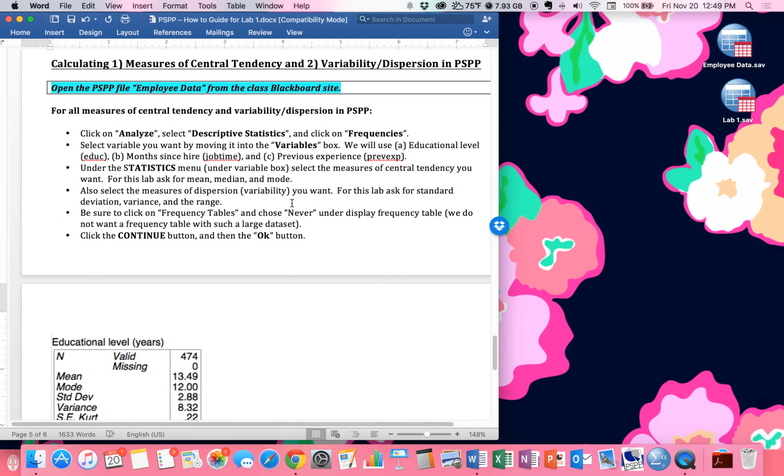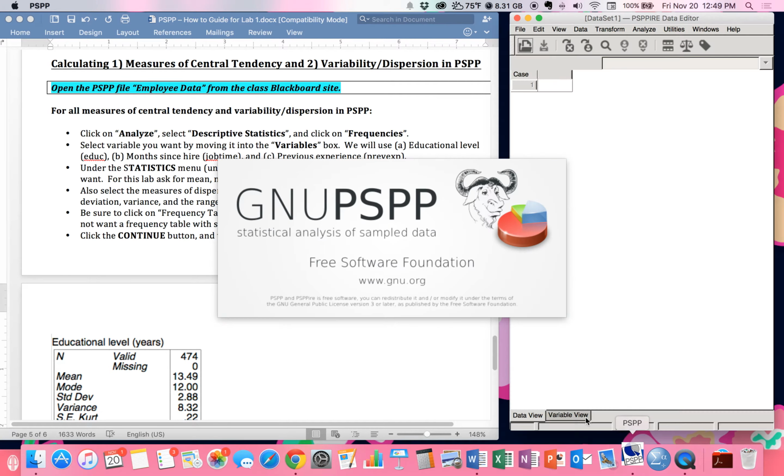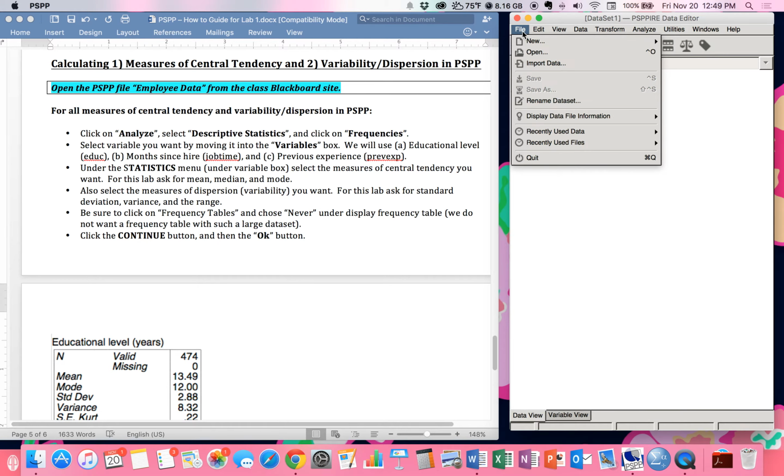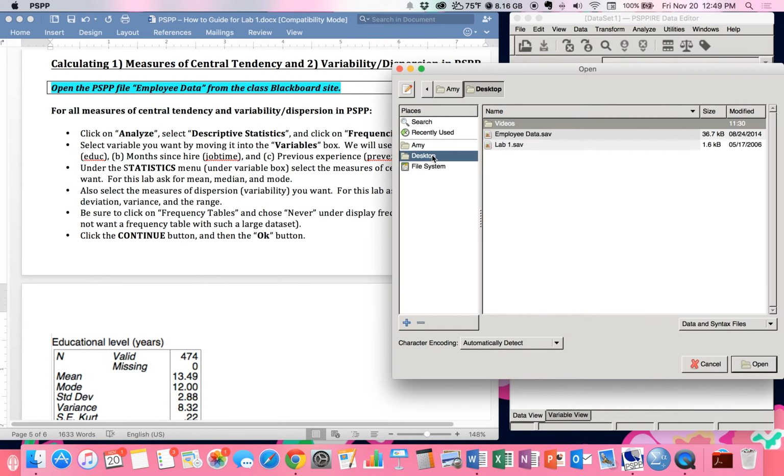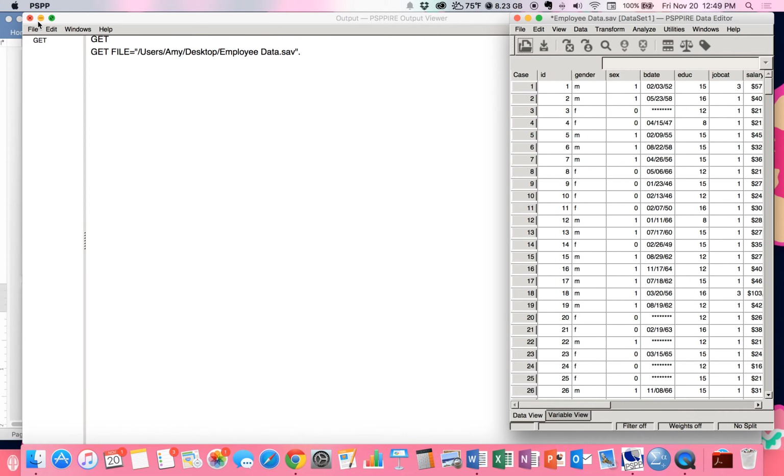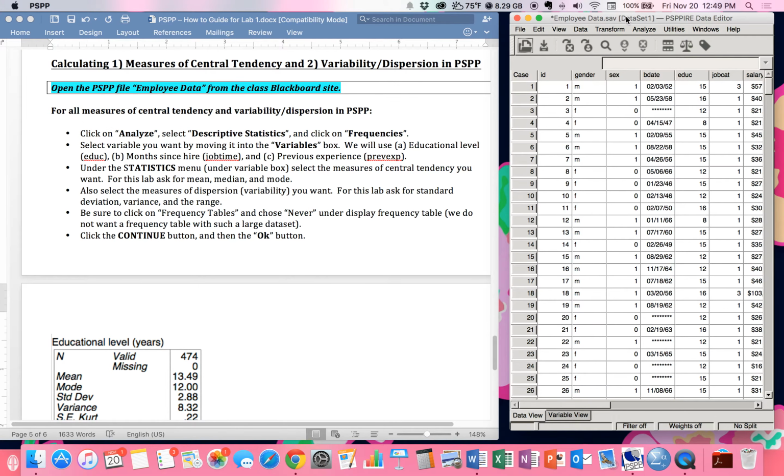Okay, so on to our PSPP part. You're going to love this. So remember how much fun it was learning how to calculate all these things by hand, doing all that math and using those calculators. So now I'm going to open up my PSPP and I'm going to say File, Open, and I'm going to find on my desktop my employee data. So this is just our demonstration. Remember, when you do your homework, you're going to use a different data set.